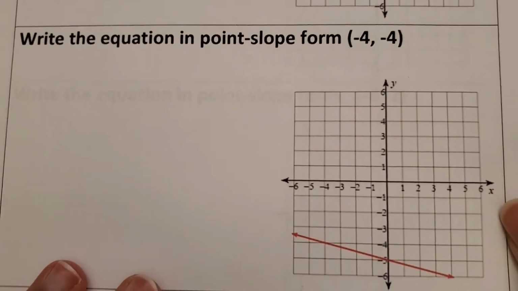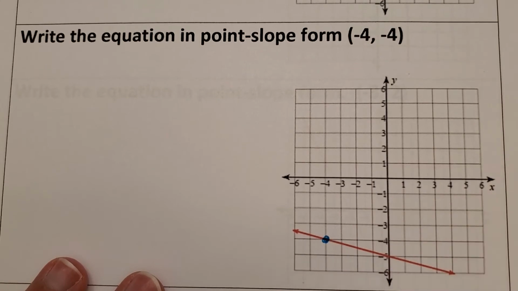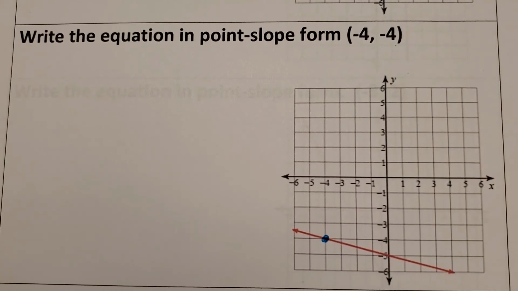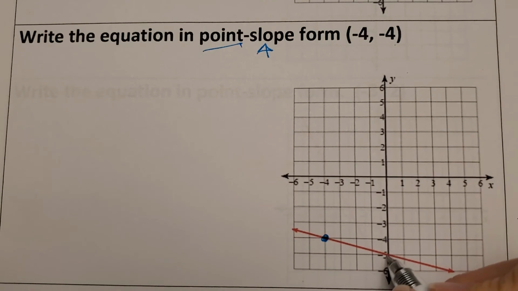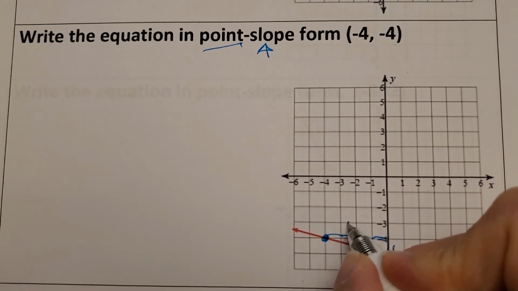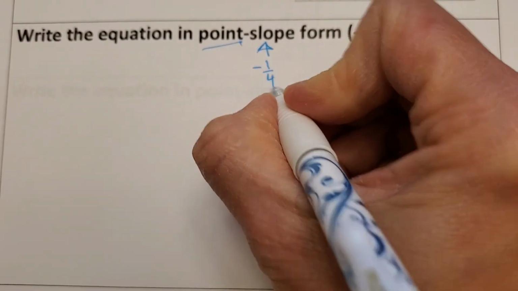Okay, now I'm going to write an equation in point slope form. So the point that they want me to use is right there. We're going to use that point, negative 4, 4. But I need a slope. I've got the point, but this is what I need. So I use the line to help me. I'm going to go up 1, 2, 3, 4, and over 4. But I went left 4, so that means it's negative. So now I know my slope is negative 1/4.